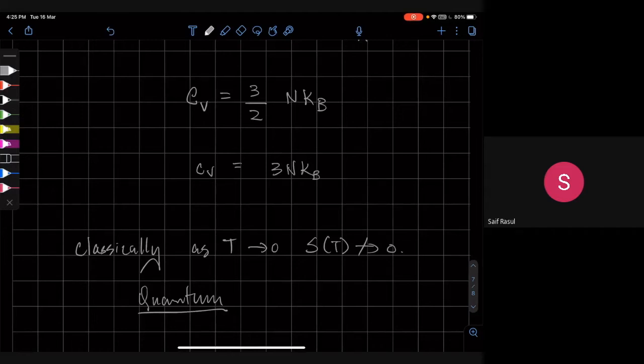All right, so let's look at some applications of the third law. Is that all right? Or do you have more questions? Please feel free to ask questions.